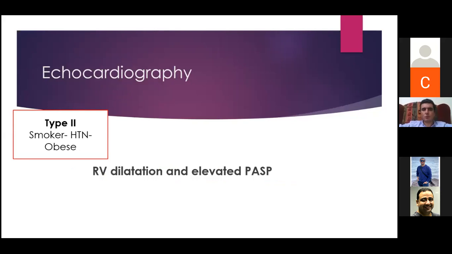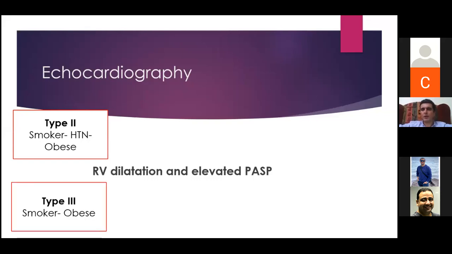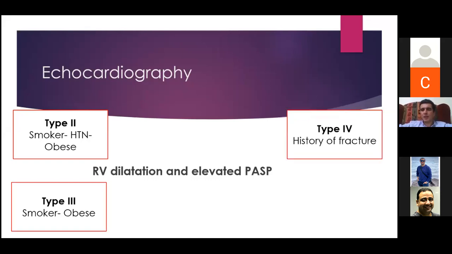Is it type 2? Remember, this patient is a smoker, hypertensive, and obese. Is it type 3? This patient is also a smoker and obese, which can precipitate COPD. Is it type 4? This patient has a history of fracture of the lower limb with the possibility of venous thromboembolism. Or is it type 1, which can be a diagnosis of exclusion?